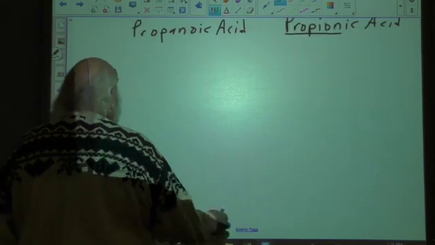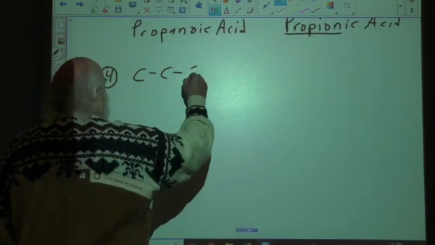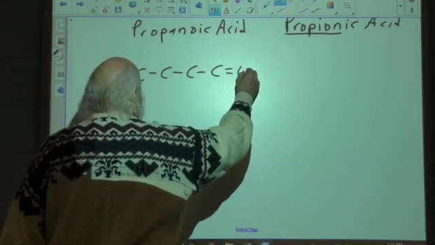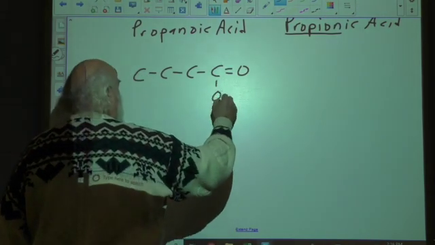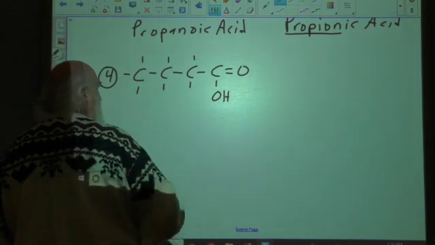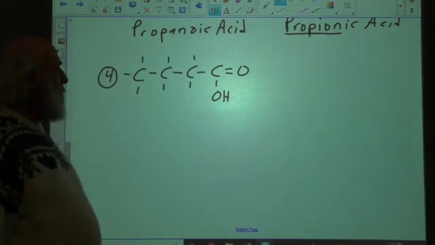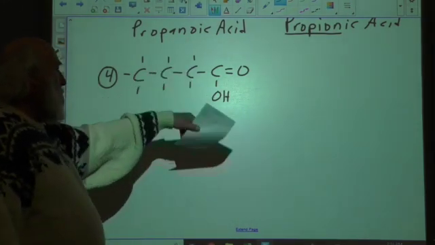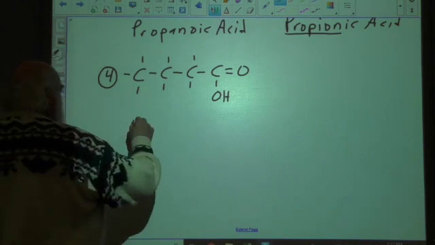Number 4. This is one of my favorites. When I first learned this, man, I could not forget it. I don't know why. This says more about my personality than anything else. 4 carbons, butane. This is butanoic acid.